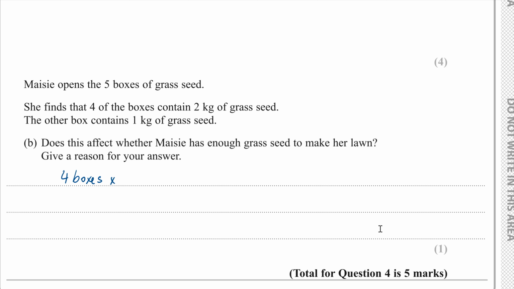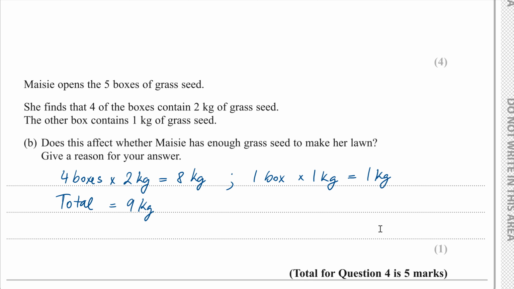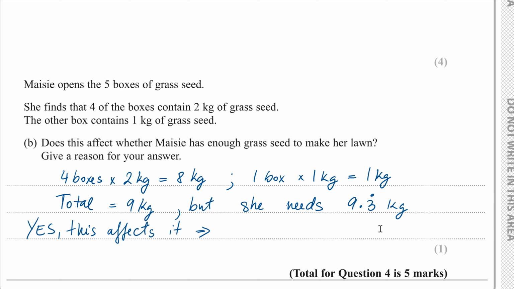4 boxes times 2 kilograms is 8 kilograms. 1 box times 1 kilogram is 1 kilogram. Maisie has a total of 9 kilograms of grass seed, but she needs 9 1/3 kilograms. So the conclusion is, yes, this affects it. She doesn't have enough grass seed.